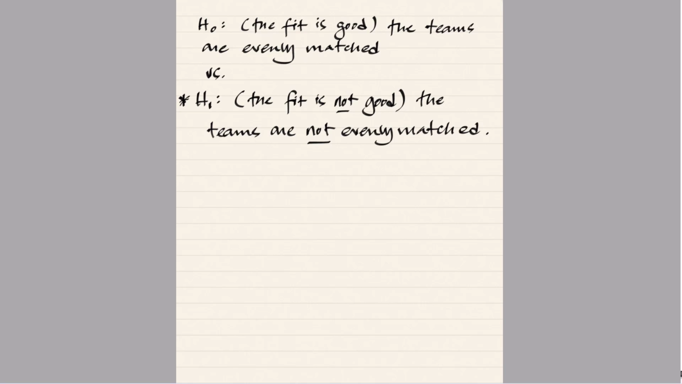And the alternative hypothesis, which is what we have to have at bare minimum for full credit on an exam question as an example, the generic alternative is that the fit is not good. And again, if we contextualize it for this particular situation, it would be that the teams are not evenly matched. So let's see what we were going to be keying into our calculator here.